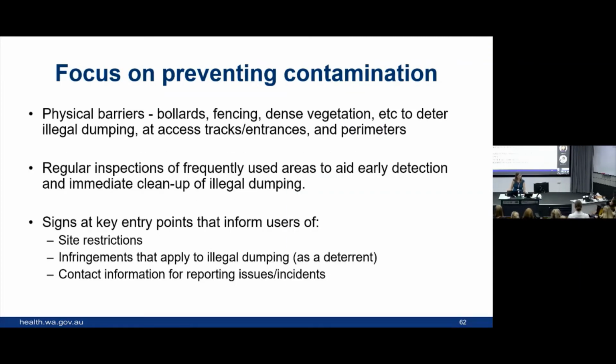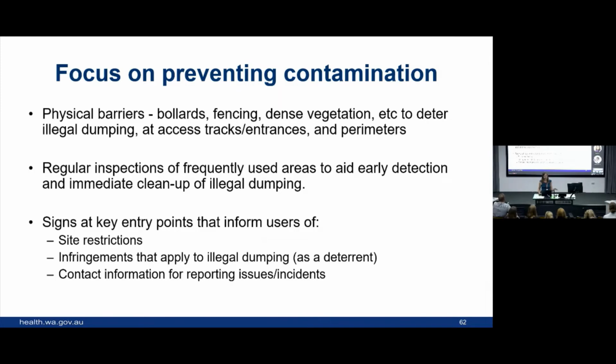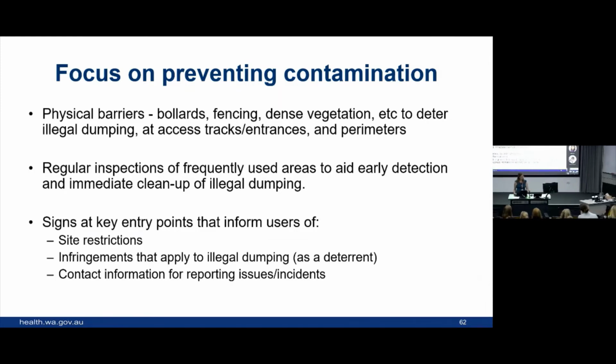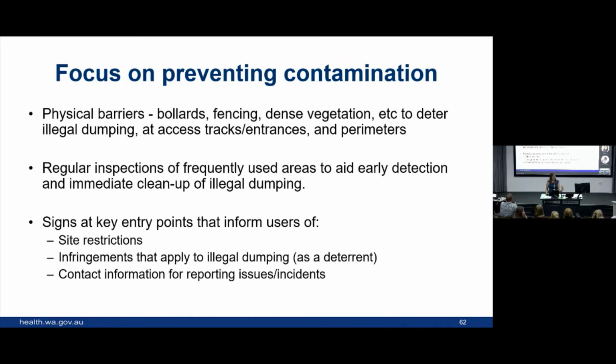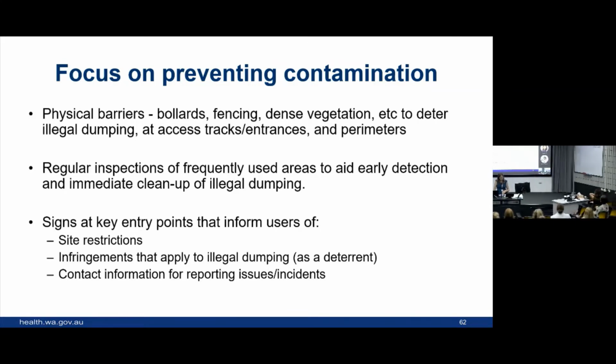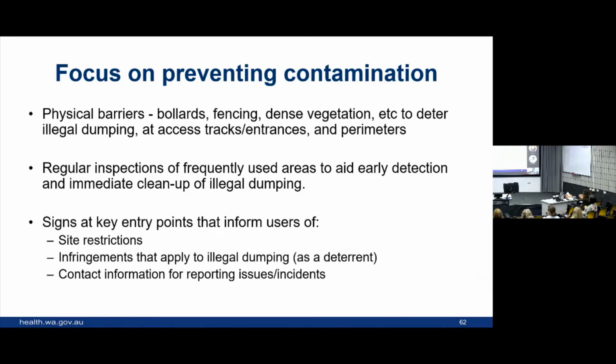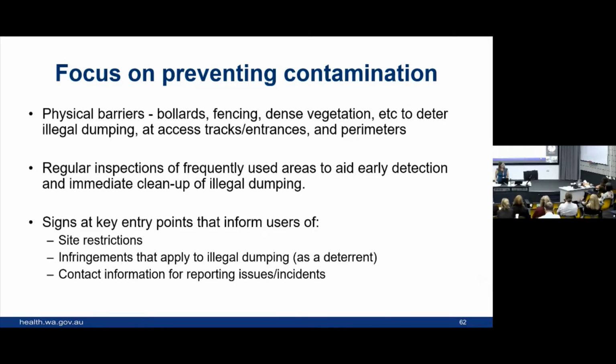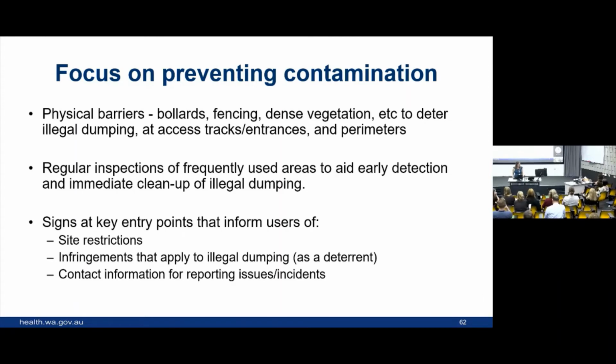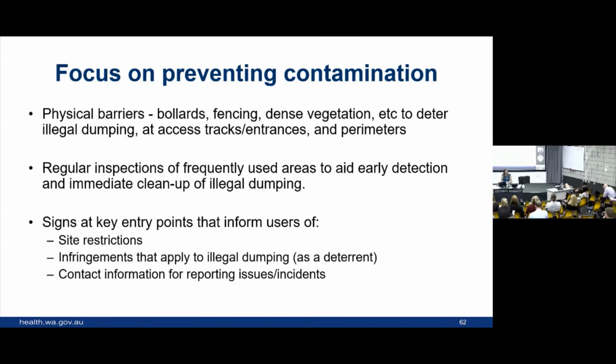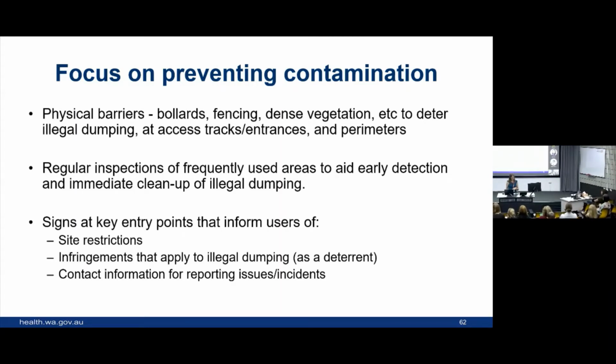So with a focus on preventing contamination, this could include physical barriers to prevent further illegal dumping, so bollards and fencing at access tracks, regular inspections of frequently used areas, and also signs at key entry points, advertising the infringements that apply for illegal dumping, and also providing contact information for people to report issues and incidents.